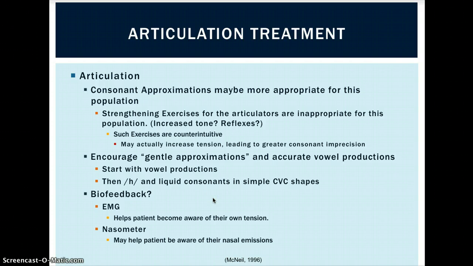And the strengthening exercises that are often associated with articulation treatment are inappropriate for this population. Why? Because there's already increased tone from the upper motor neuron damage. The spasticity will not require any strengthening at all. They're going to be hypertonic. So by doing strengthening exercises, we're going to be increasing tension, which can lead to greater consonant imprecision.